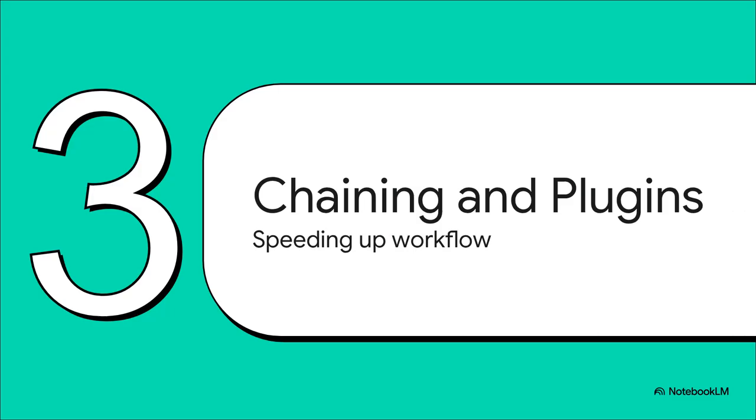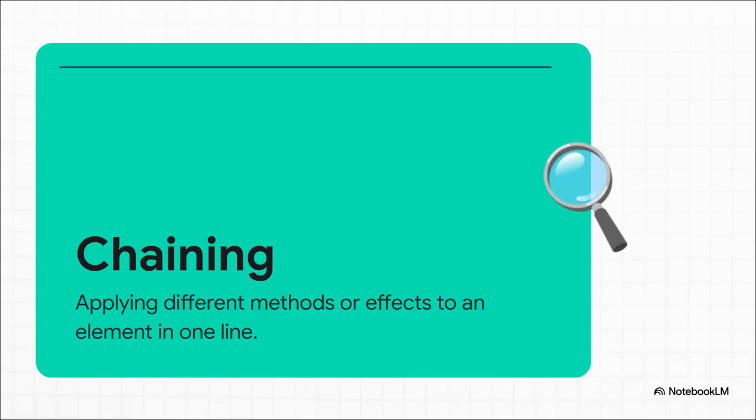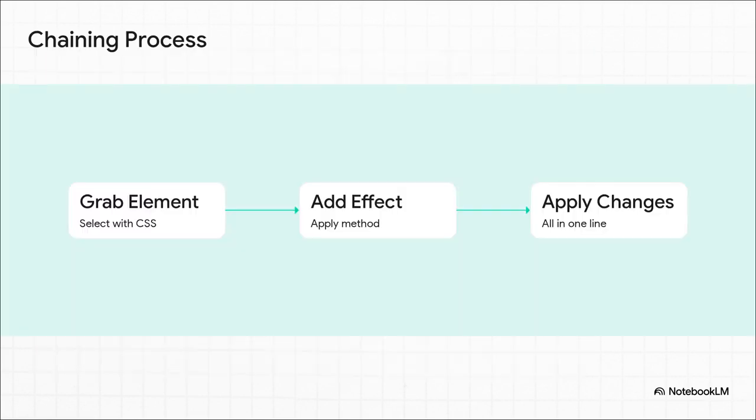Which brings us to Section 3, Chaining and Plugins. So once your code is running smoothly across all those different browsers, jQuery gives you the tools to write that code faster and, honestly, much cleaner. One of the absolute coolest features is called chaining. Chaining literally strips away the bulk from your files. If you want your scripts to be incredibly efficient and super easy to read, chaining is for sure going to be your best friend. Here's how it works.